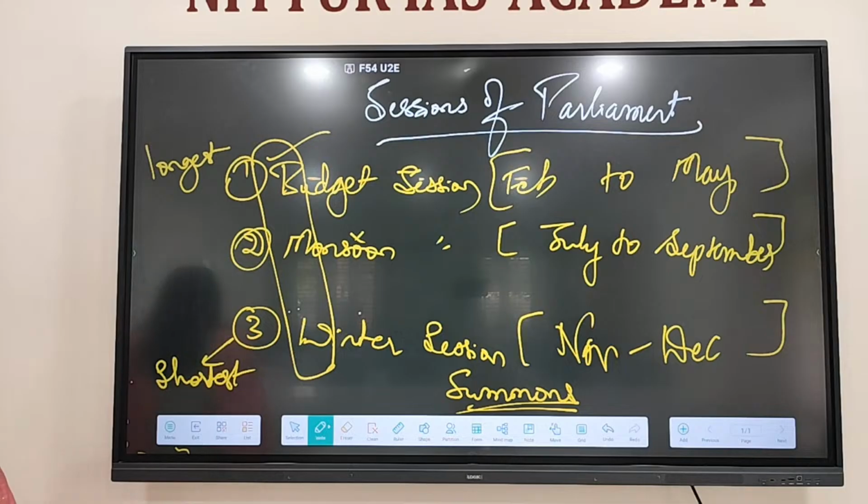The parliament should meet at least twice a year. Twice a year. Full stop.